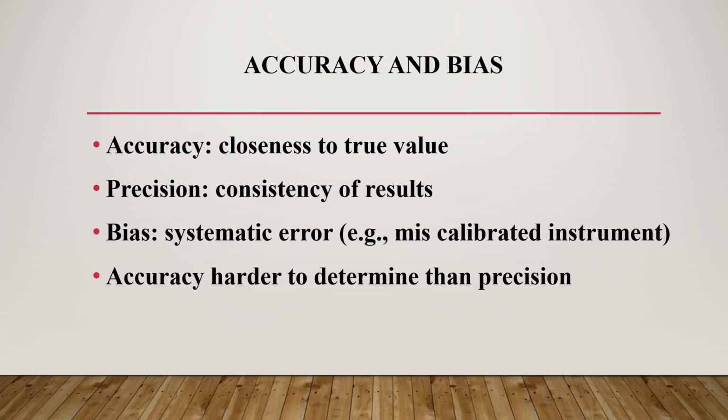A method can be precise but not accurate if there is bias, like a miscalibrated balance that consistently gives wrong values. Determining accuracy is harder than precision because we need a certified reference material or interlaboratory comparisons to know the true value.